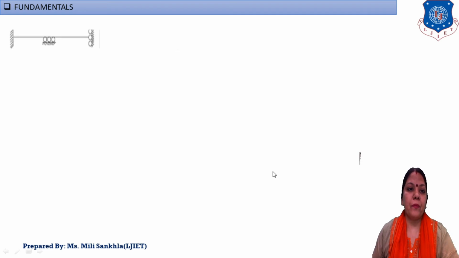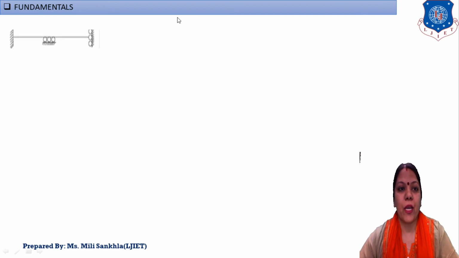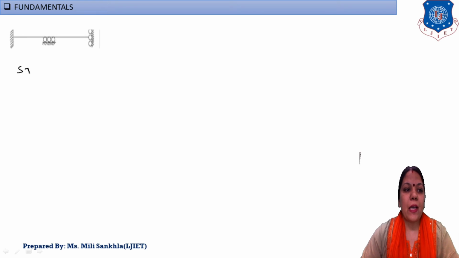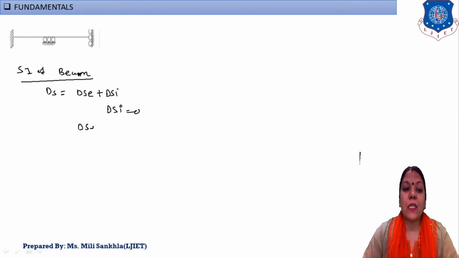Now next. Here I take a guided roller. In this guided roller again we find out SI and KI. First find out SI. So write here SI of beam. Now if everyone remembers, what is the equation of SI? SI is equal to Ds, and Ds is equal to summation of DSE plus DSI, and for beam DSI is always 0, and the equation of this DSE is equal to capital R minus small r.